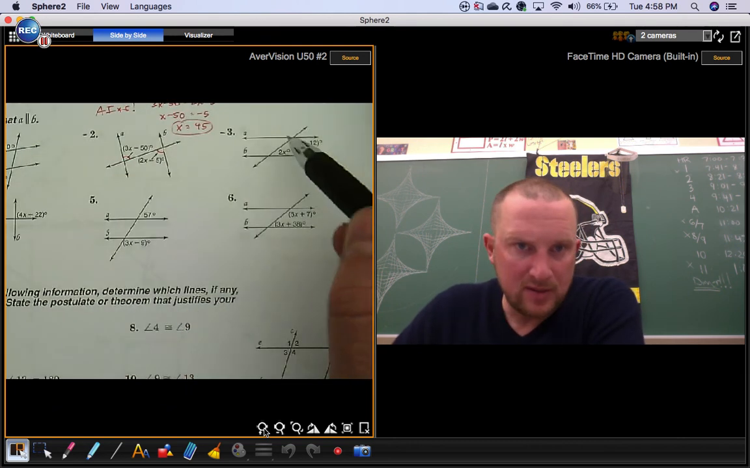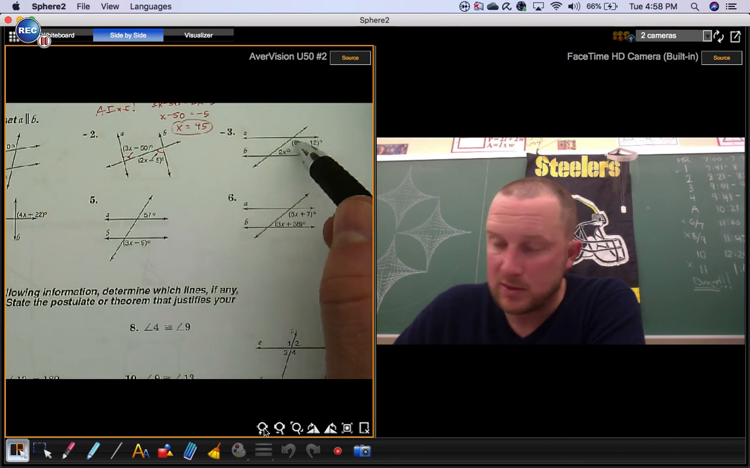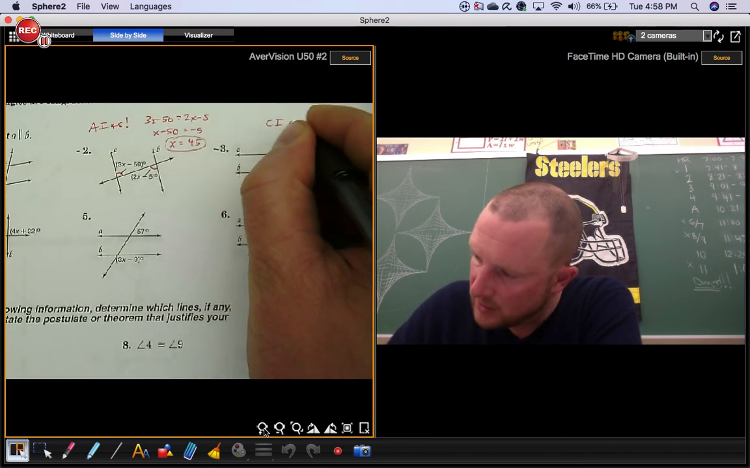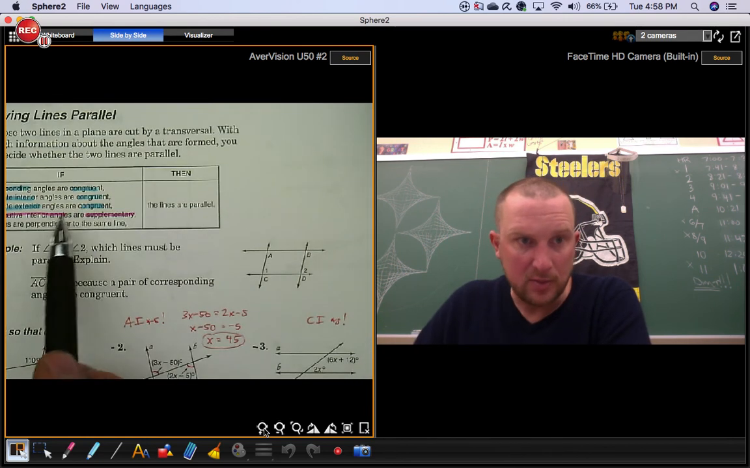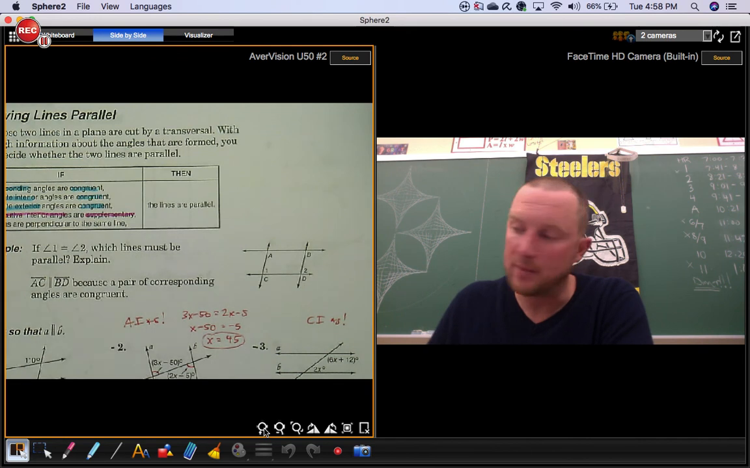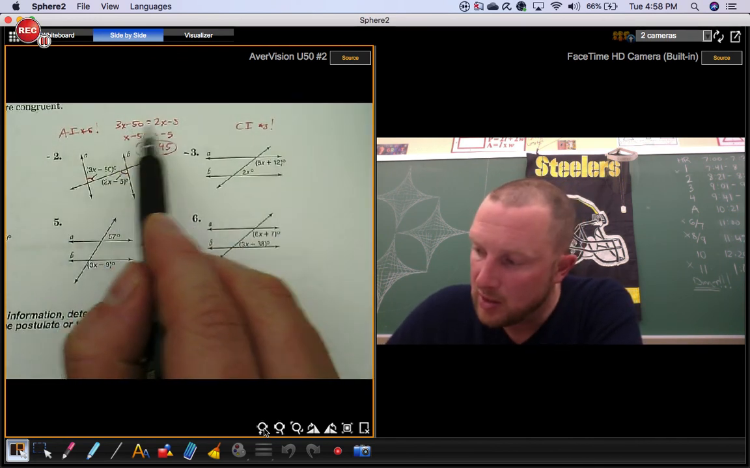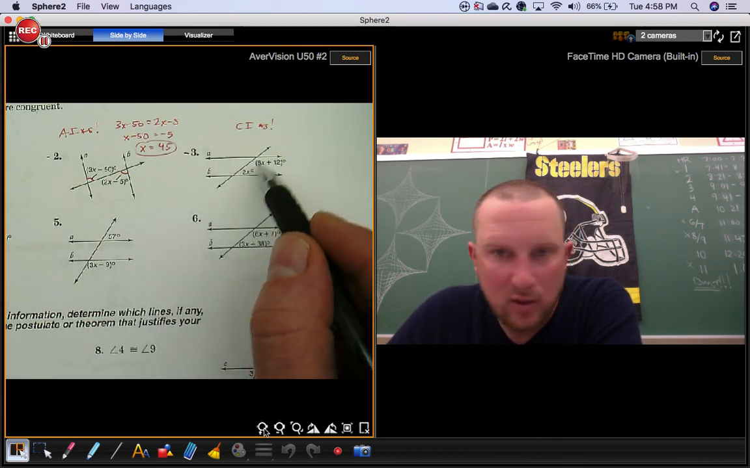Number 3, these lines aren't marked parallel, but you want them to be. What kind of angles are these? These are consecutive interior angles. If you don't remember, you can look up here. Consecutive interior angles need to be supplementary. So make sure you adjust your equation accordingly. They're not going to be the same. They're going to add to 180. And you don't know what either of them are.